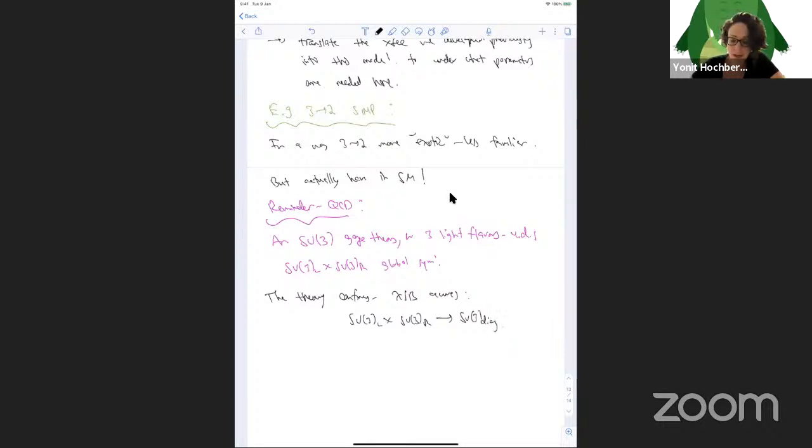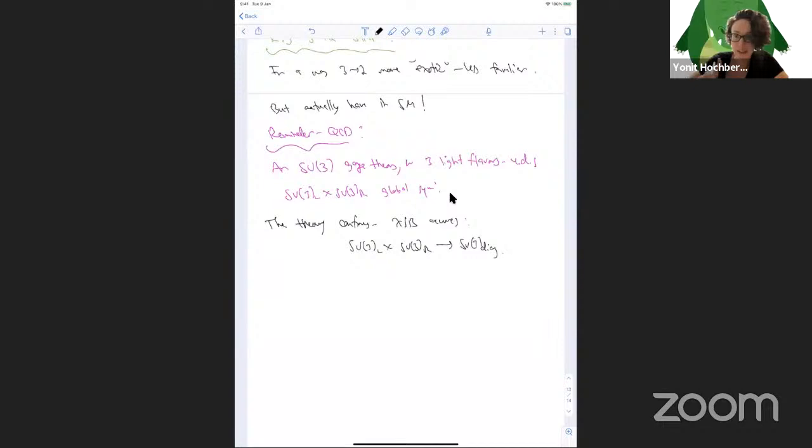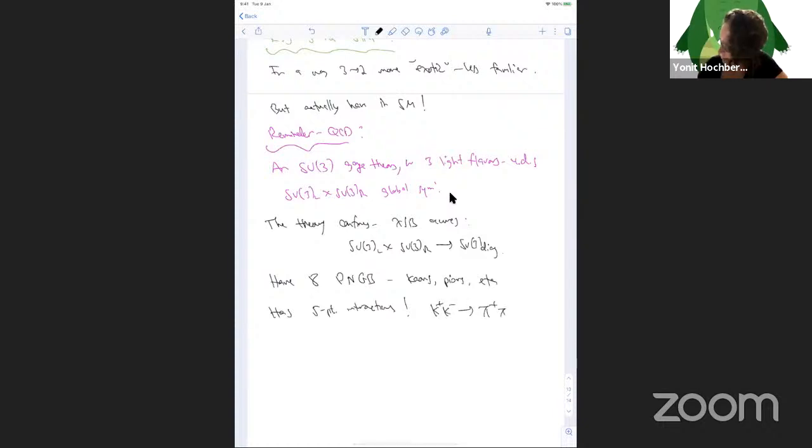Now, in the standard model itself, in QCD, these global symmetries are only approximate because the masses for the quarks are not actually degenerate, but it's a fairly good description. And this theory, given that we've had this symmetry breaking pattern, has 8 pseudo-Nambu Goldstone bosons. These are the kaons and the pions and the eta. And this theory, QCD itself, has 5-point interactions. Okay? So we do have interactions where 2 kaons annihilate into 3 pions. This is a process that happens in the standard model itself.